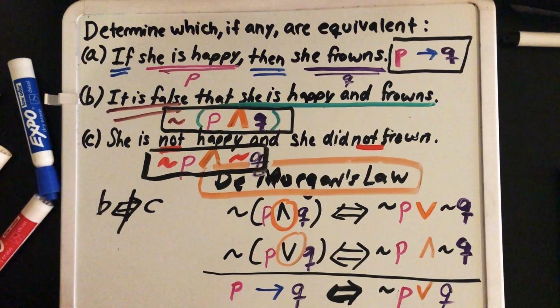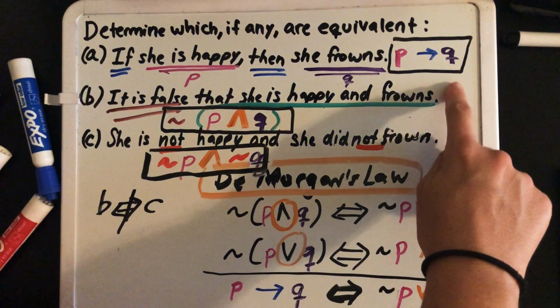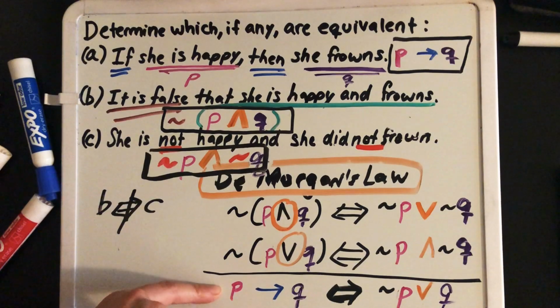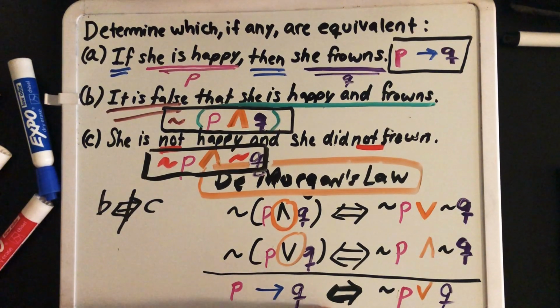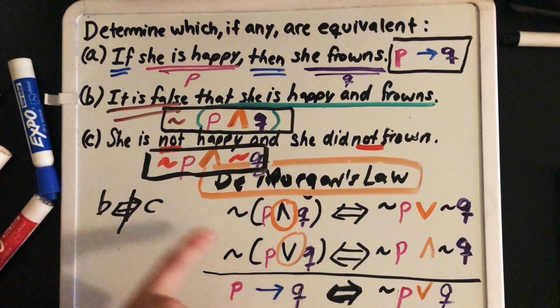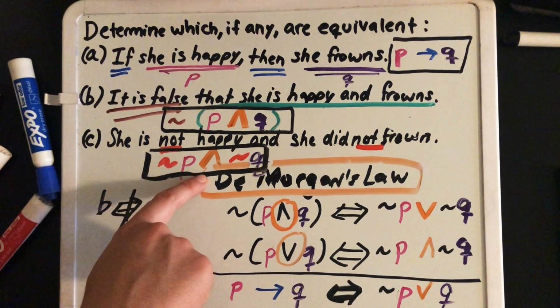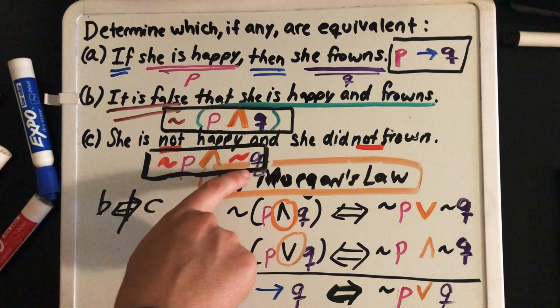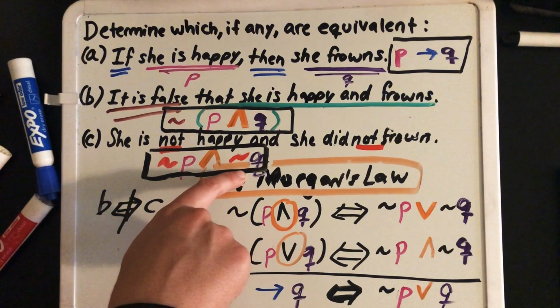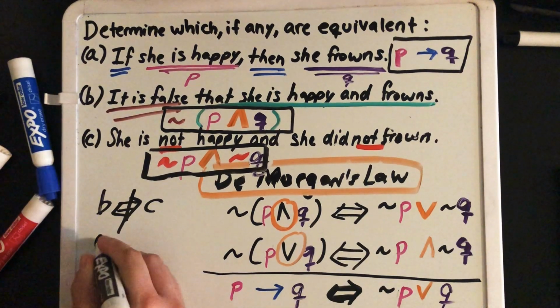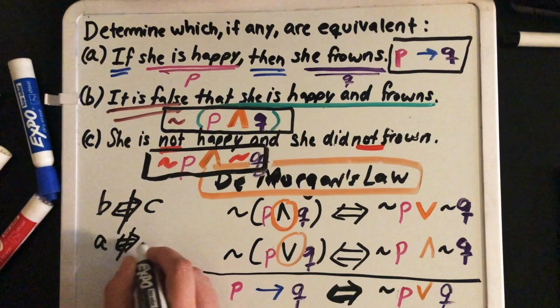Now notice also what would have to be true for A to be equivalent to one of these. According to the third equivalency that I wrote down here, P then Q is equivalent to negation of P or Q. Now we have negation of P in part C, but we don't have an or, and we also don't have a Q. So even if this was a regular Q, not a negated Q, this would still not be equivalent because this is an and, we would need it to be an or. So we also can see here that A is not equivalent to C.